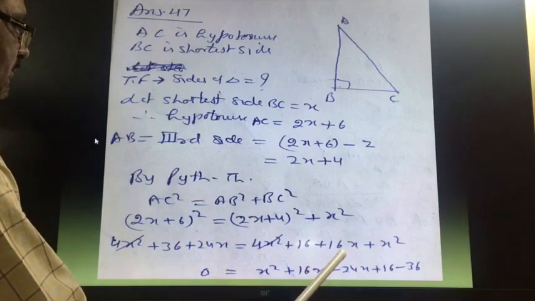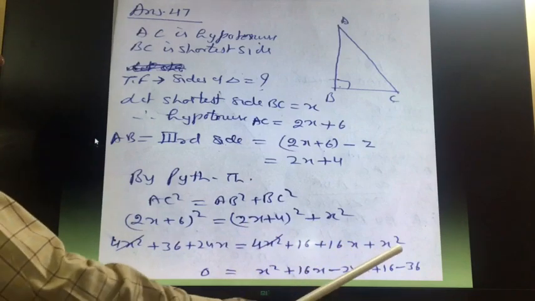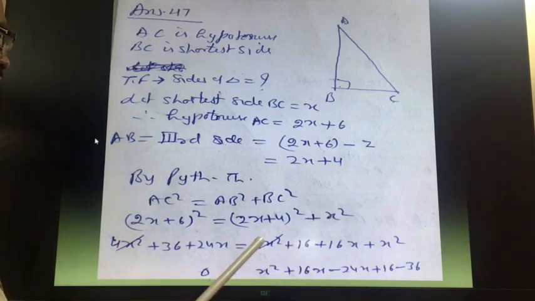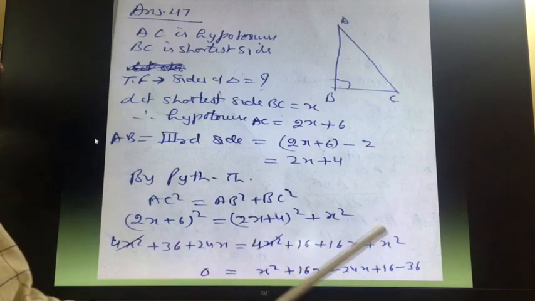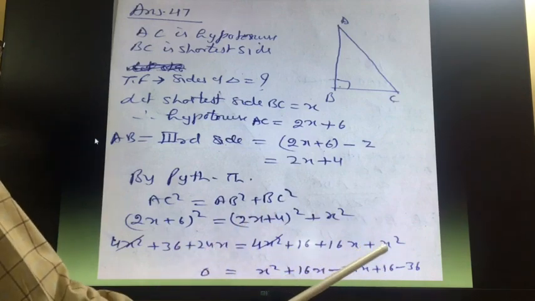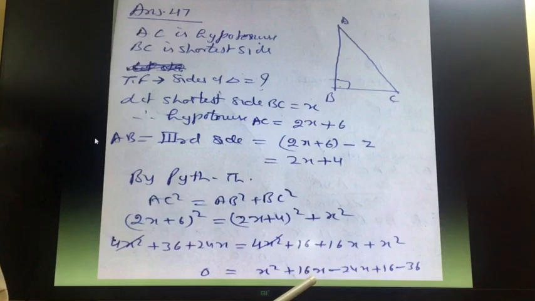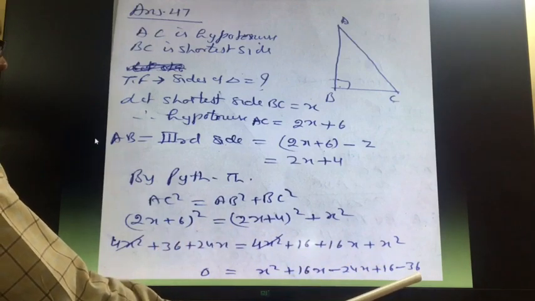To the 16x plus x square. Now 4x square, when you transfer it, will be cancelled. So on the left side I am putting 0 and transferring all the terms to the other side. So I will get x square plus 16x, 24x will go to that side, so minus 24x plus 16, and 36 will go to that side, so it will be minus 36.